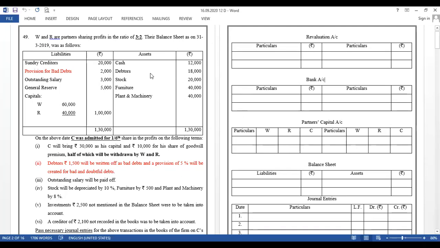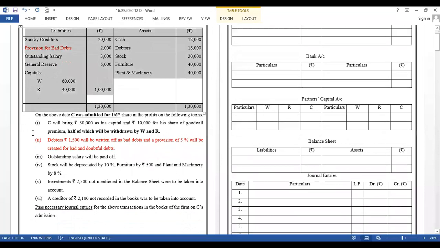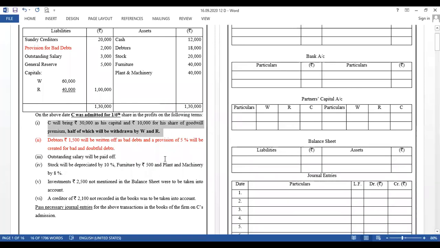On the left hand side is the question. W and R are partners sharing profits in the ratio of 3:2. Their balance sheet as on 31st of March 2019 was as follows. After the balance sheet, on the above date, C was admitted for 1/6 share in the profits on the following terms. C will bring 30,000 as his capital and 10,000 for his share of goodwill premium, half of which will be withdrawn by W and R.